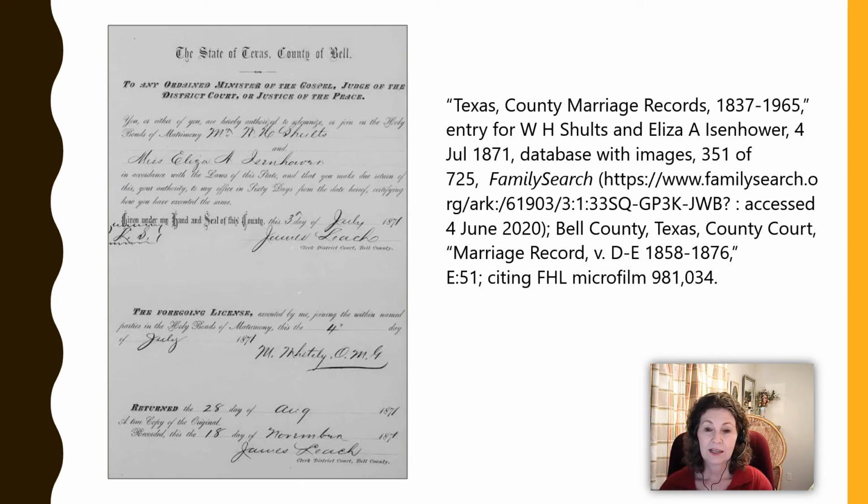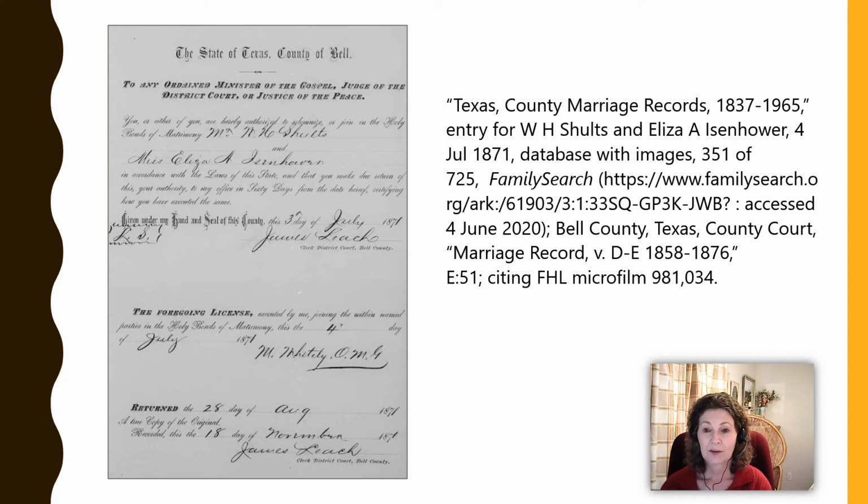And so you'll see that with all the punctuation that we talked about in part 2 of this series, it's easy to read this. And we can read that this is a Texas county marriage record, 1837 to 1965. That's our collection. And it's an entry for W.H. Schultz and Eliza A. Eisenhower. It gives us the date. We know it's a database with images, and we have the actual image. We have Family Search as the publisher.